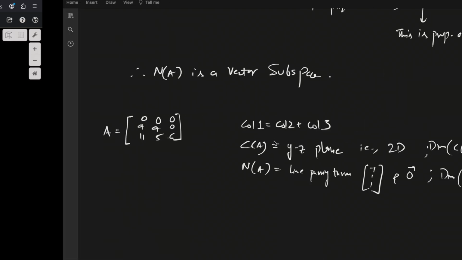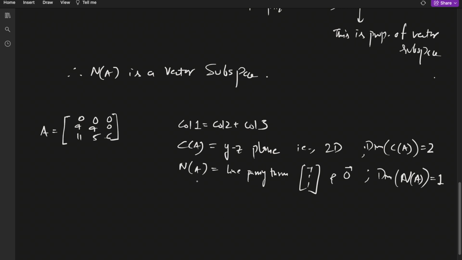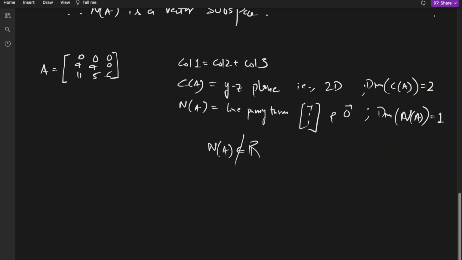Because see, how could it belong to R1? The vector belonging to the null space is three-dimensional, [-1 1 1], right? So if the vector belonging to the null space is three-dimensional, that is, belonging to R cube, then how can the null space belong to R1? So never ever say that the null space of A belongs to R. No, this is incorrect. GATE can ask a multiple choice question on this.